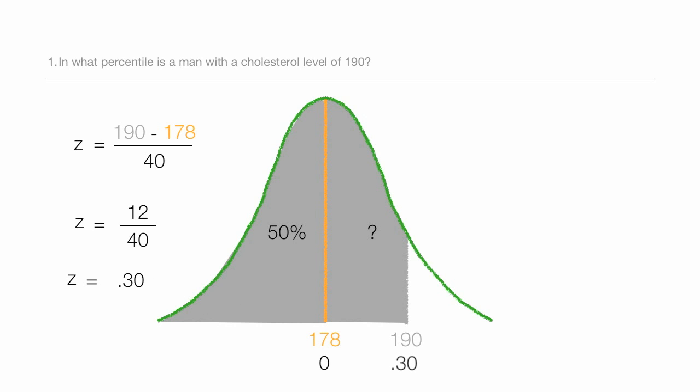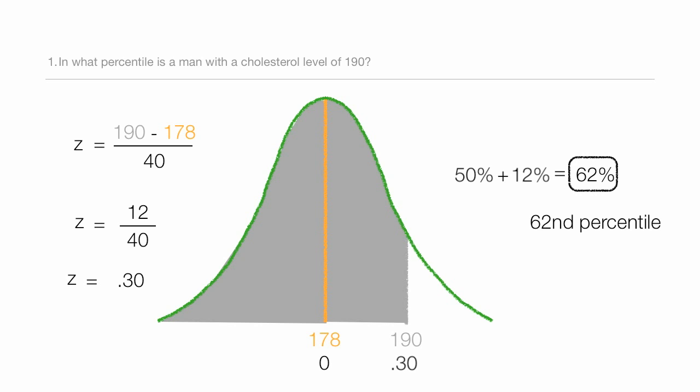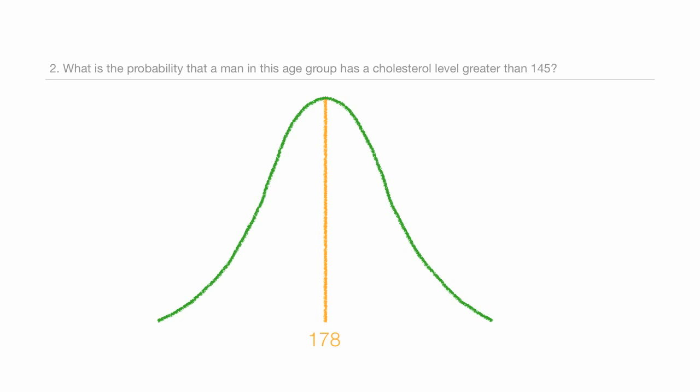In the back of most statistics books, there's a normalized table, and we look up that 0.30 in that table. It should be 11.8%, and I'll round that to 12%. So we take 50% plus 12%. That equals 62%, which is the same as the 62nd percentile. Now we move on to another problem.